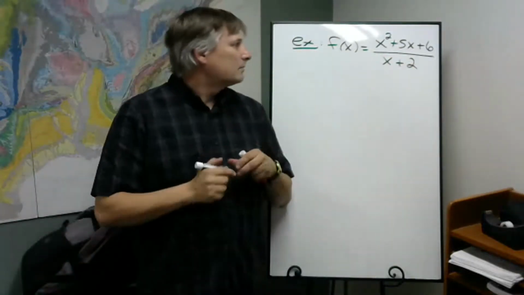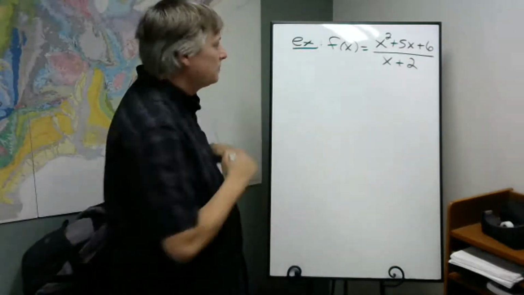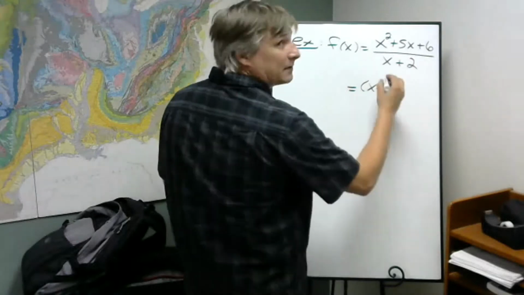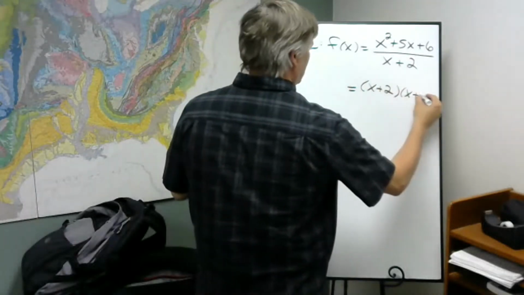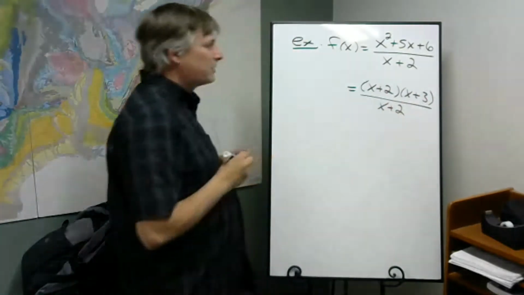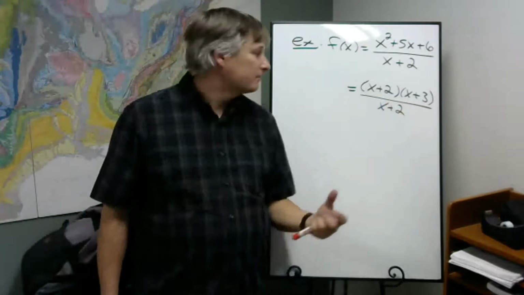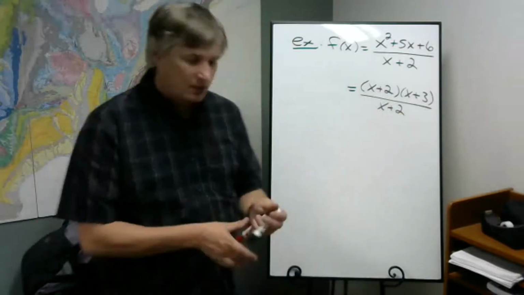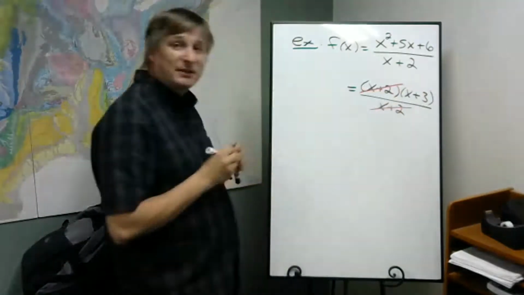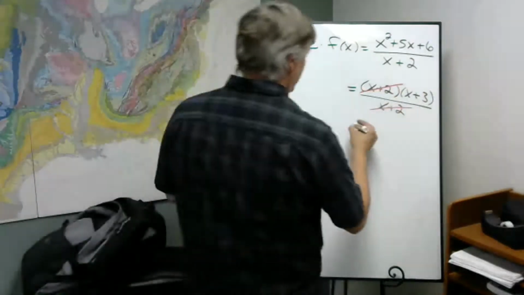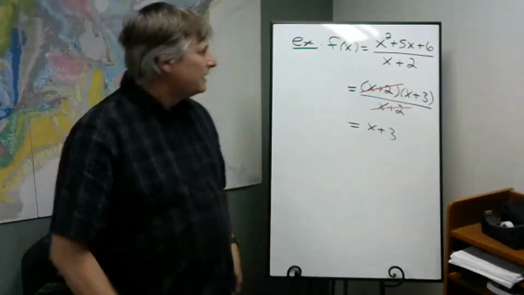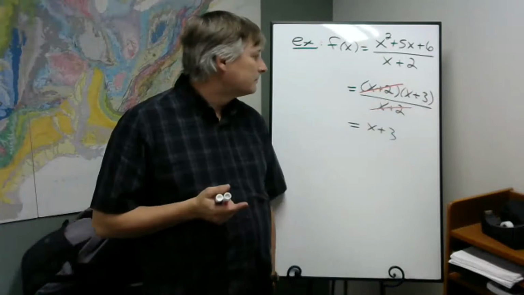So let's reduce this thing. If we reduce it, we're going to get this. If we factor the top, we're going to get x plus 2 times x plus 3. And then the bottom is just x plus 2. So what's going to happen? That's going to cancel, and we're going to get x plus 3.